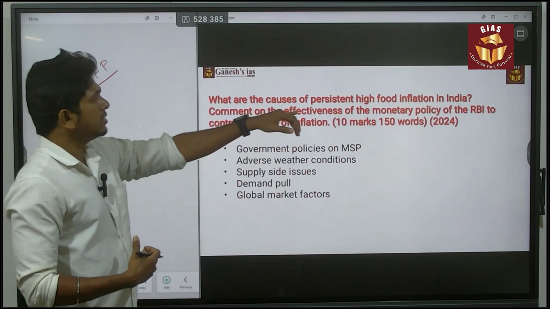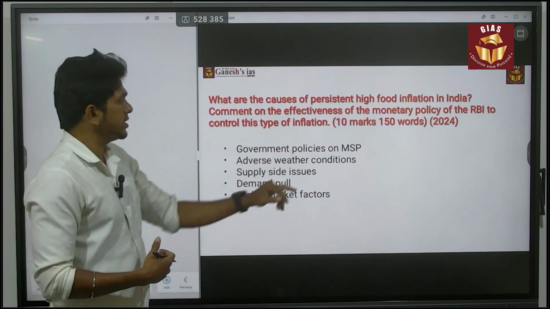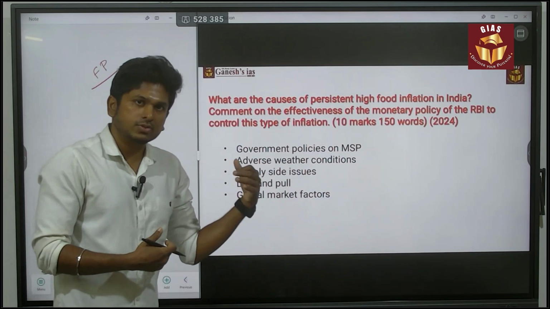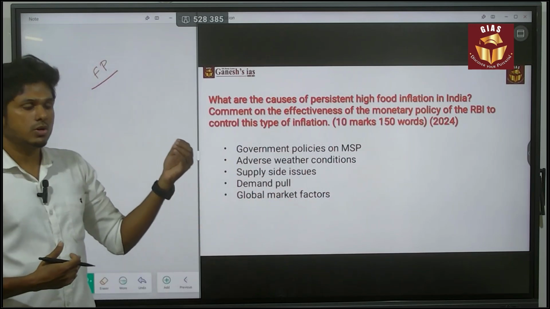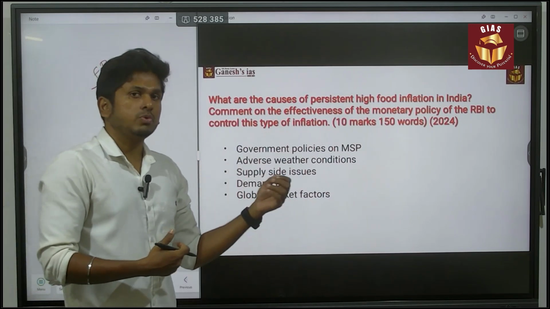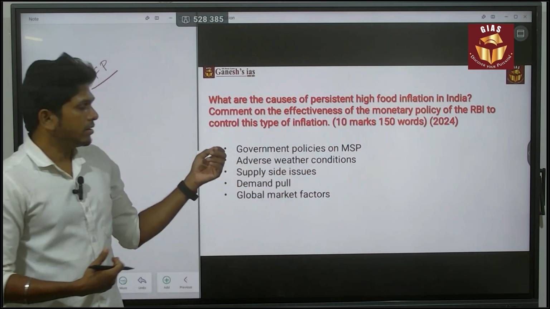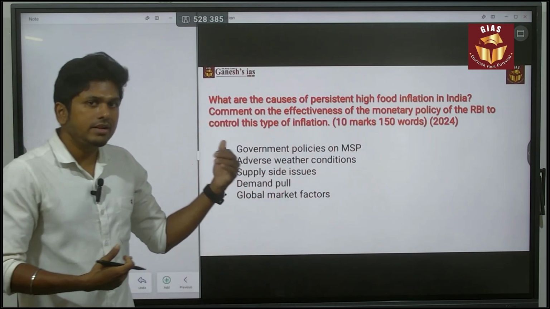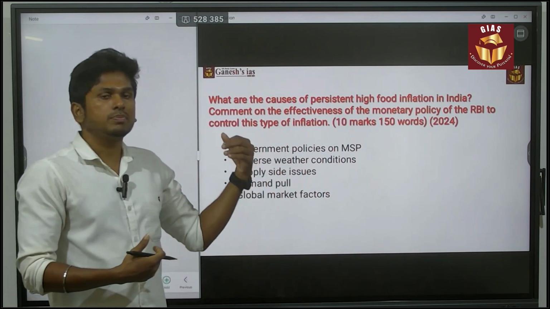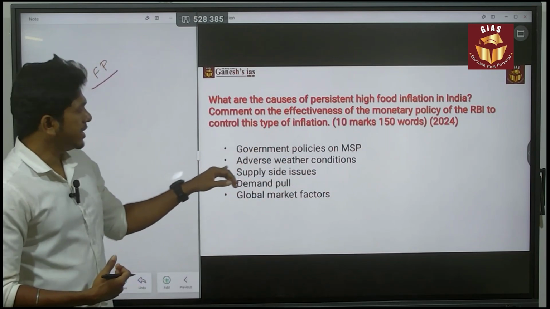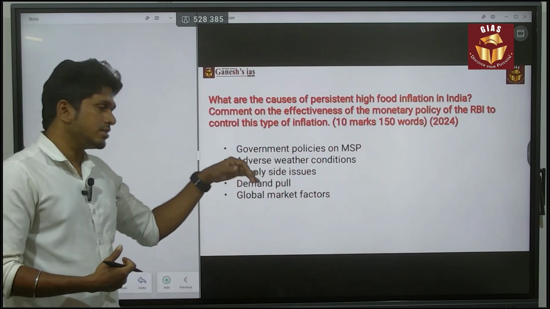Next, the causes of persistent high food inflation in India. First is government policies related to the MSP. That is also one of the major reasons. The government is continuously increasing the MSP. In reality, the government is not likely to do that, but due to the pressure of the farmers, they are doing that. Next is adverse weather conditions. That is also an issue.